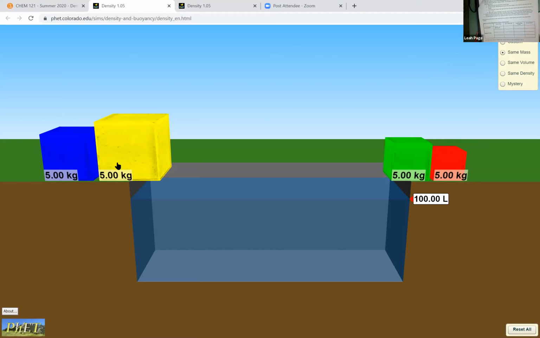So yellow, it says that the mass is 5 kilograms. If you notice, every block has a mass of 5 kilograms, so I can automatically write 5 kilograms in all of the mass of box. Everything's going to have the same mass because that's the setting we put it on, same mass. Now we're just trying to figure out the volume and the density.